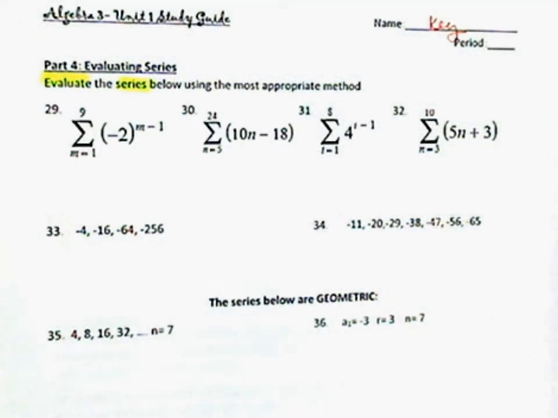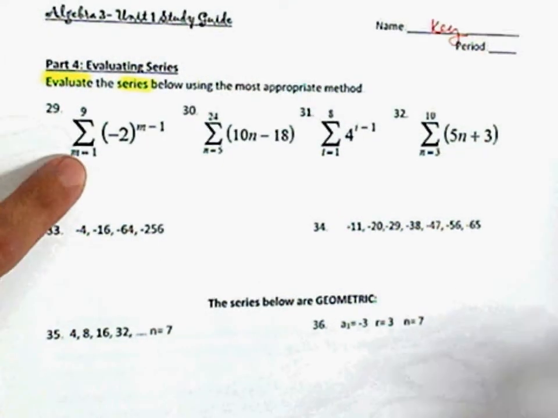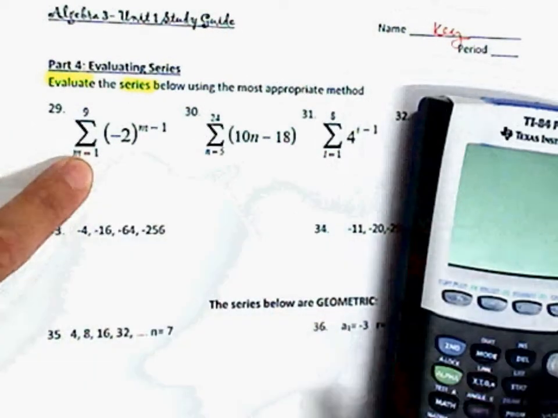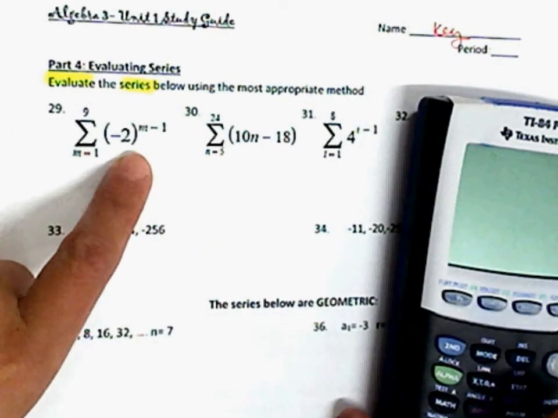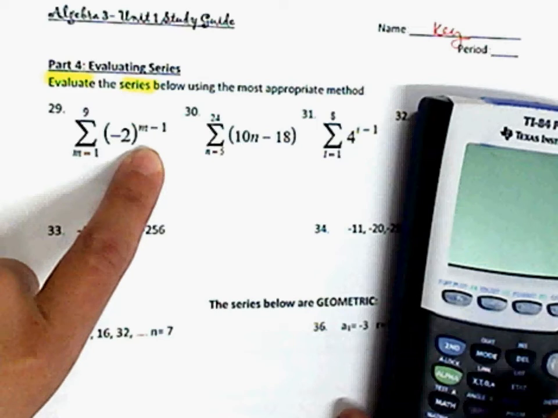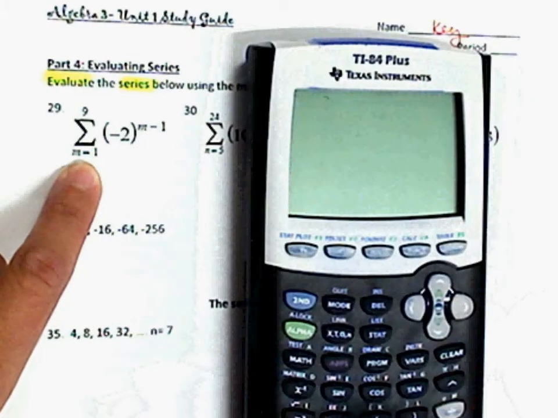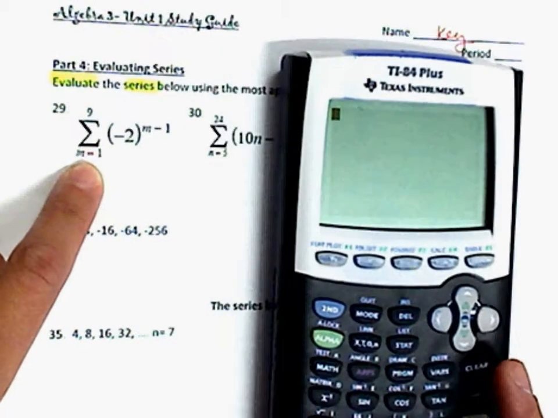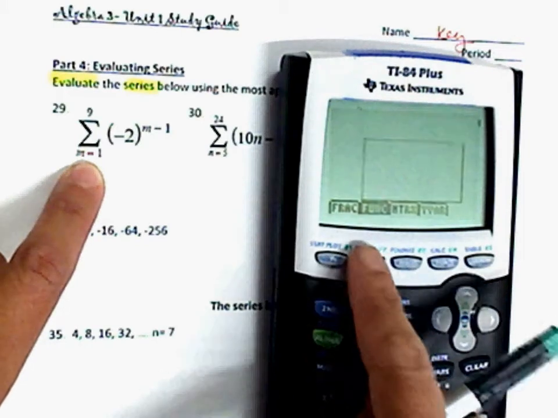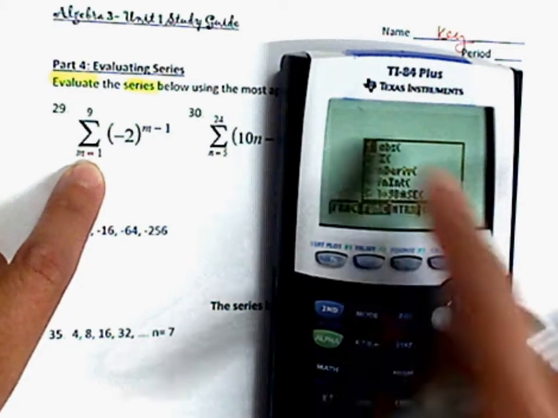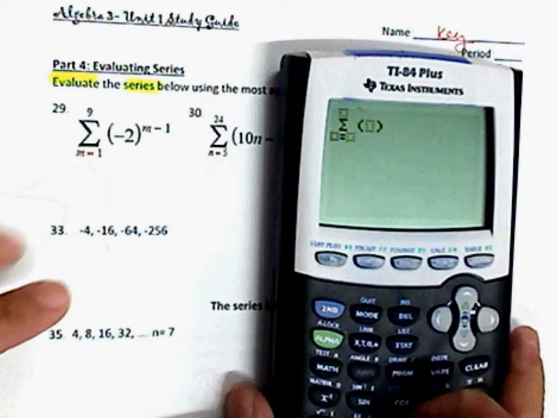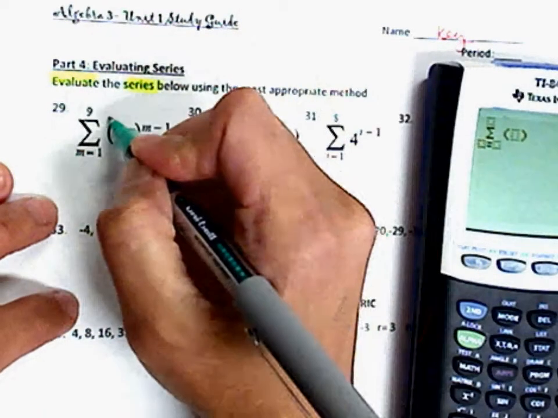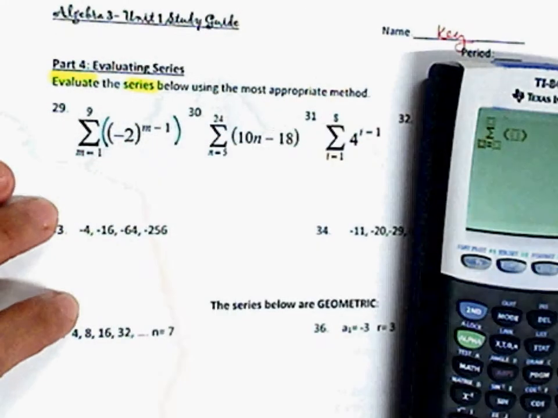There are many ways that you have learned. Let's look at number 29. First of all, you have a sigma. Notice this one is geometric because it's raised to the m minus 1. Remember how you do this? Alpha, window, there's your sigma right there, number 2. I also want to emphasize that if you add that extra set of parentheses, it will probably help you out a lot and you will not mess up on your calculator.